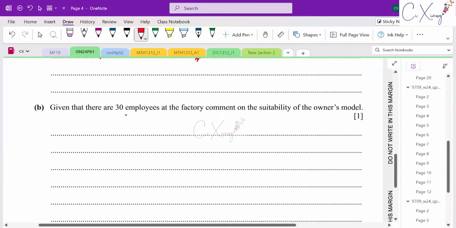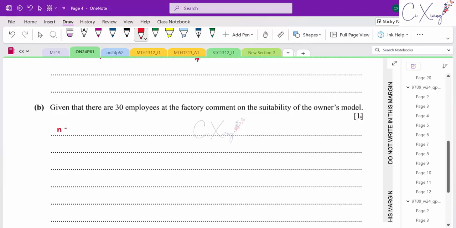Right, so let's have a look at part B. Given that there are 30 employees at the factory, comment on the suitability of the owner's model. There's 1 mark given here. This is a very special question because if you have a look at the marking scheme, they basically give you 2 possible answers. One is suitable, another one is not suitable. That means no matter what answer you write, it is also correct, but you have to include the valid reason. It depends on how you interpret the question.